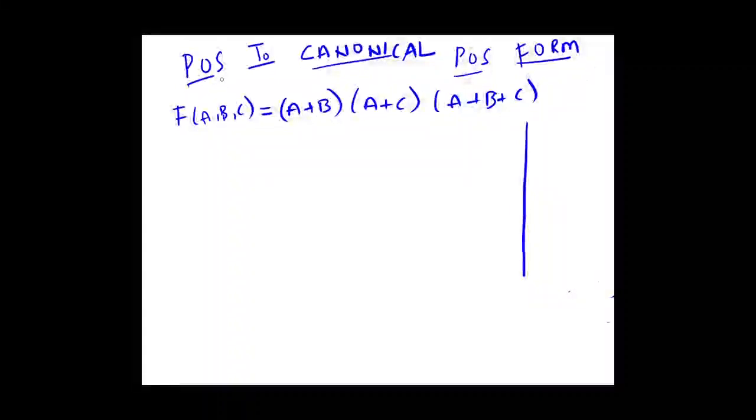In this we'll see how to convert POS to canonical POS form. So first, POS form. POS is nothing but product of sum, where the given expression, my question, is in the form of POS, not SOP, because this is a product of sums: a plus b, a plus c, a plus b plus c. These are sum terms. So this POS form, I should convert to a canonical form.